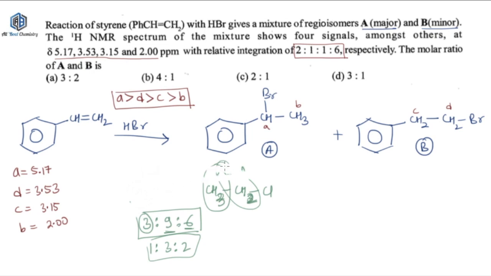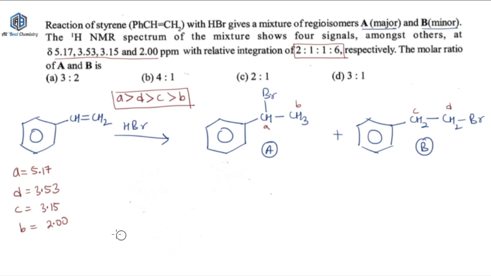Now for this particular case, let's try to understand it. Initially, let's consider that the molar ratio is 1 is to 1. I am taking 1 mole of this and 1 mole of this. I have not changed the molar ratio. These moles are 1 is to 1 only. So what will be the intensity which I will get? I'll write down the intensity in this order only: A, D, C, and B.